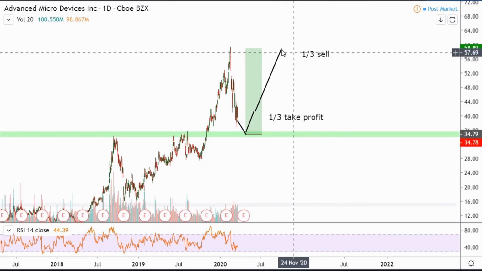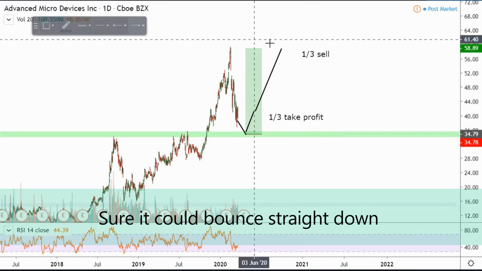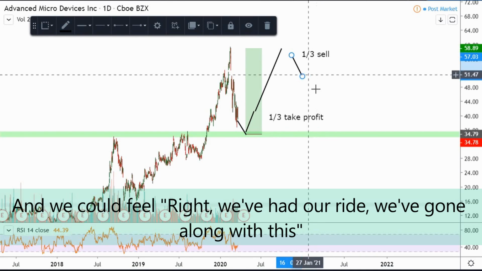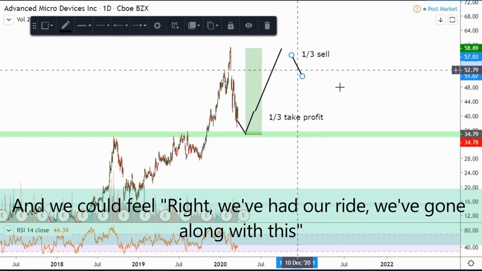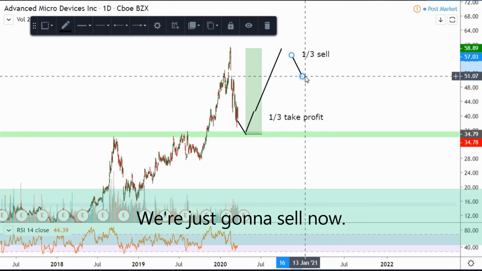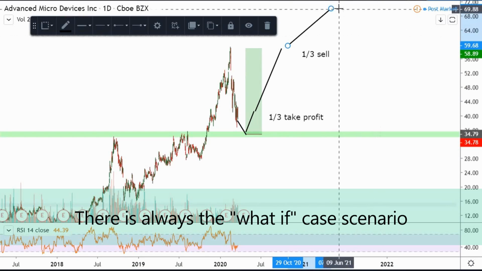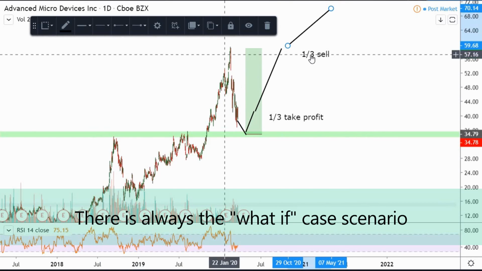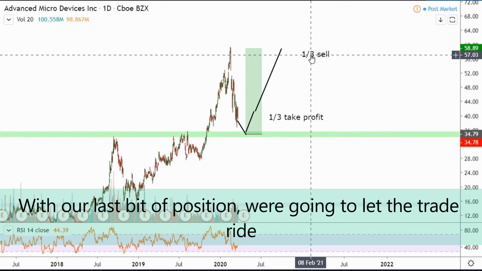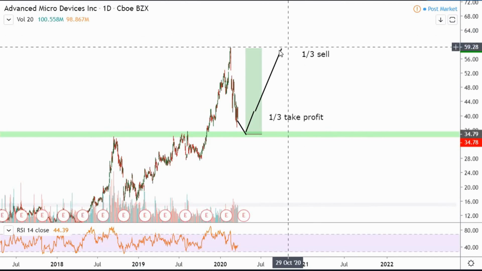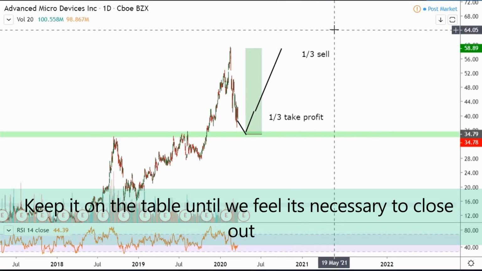What's the upside of this? Sure, it could bounce straight back down. We could feel, right, we've had a ride, we've gone along with this, we're just going to sell now. But what if it goes higher? There's always the what-if scenario. So with our last bit of position there, we're just going to let the trade ride. We're going to keep it on the table until we feel it necessary to close it out.